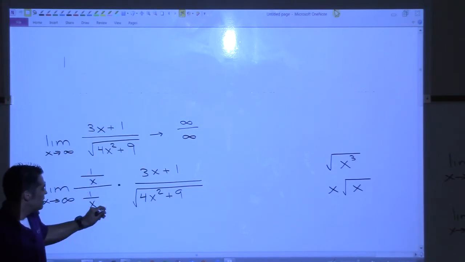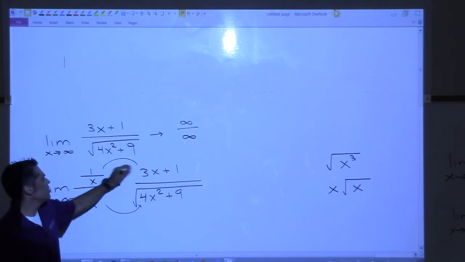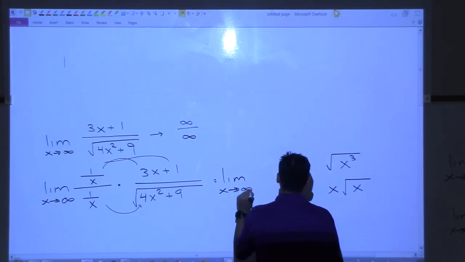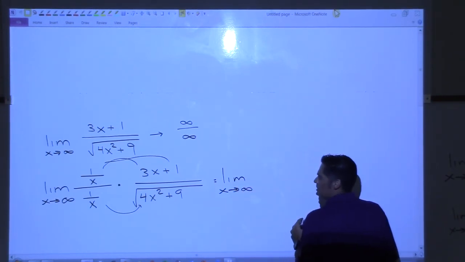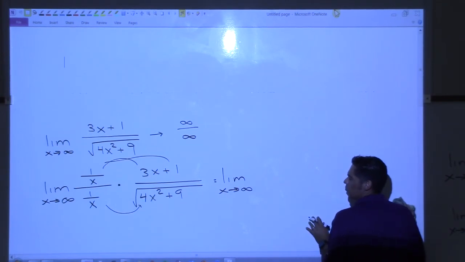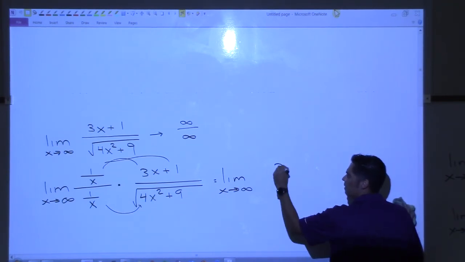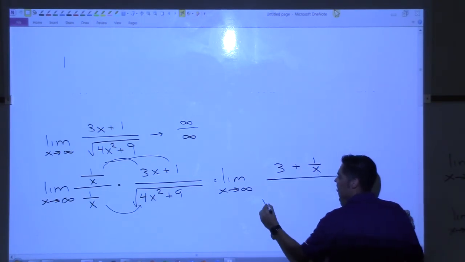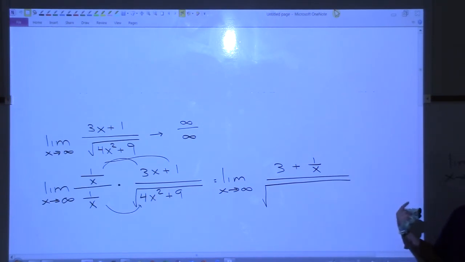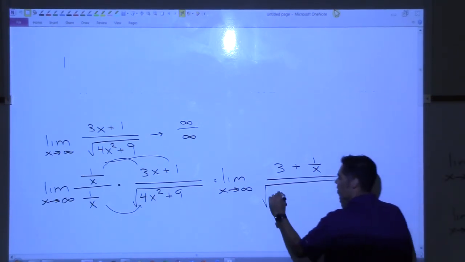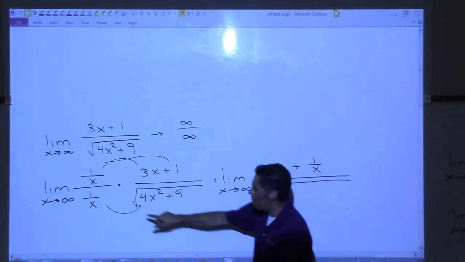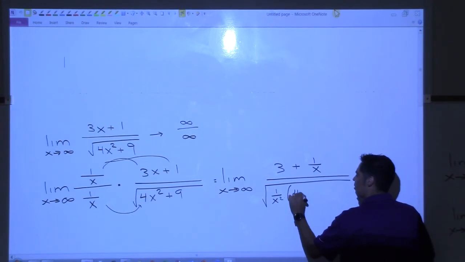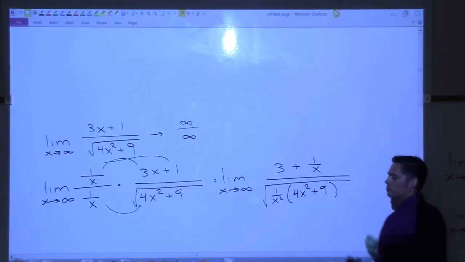So now let's multiply this in. It gets pushed in, and then this one just goes through. So limit x goes to infinity. And what's up top? 3 plus 1 over x. Okay, on the bottom, I'm going to take my time with this. I have the square root. The 1 over x got pushed in, right? So when it got pushed in, it became a 1 over x squared. Right? We square the top and bottom of it. Goes in the root. There it is. But that still has to be distributed through to the 4x plus 9.